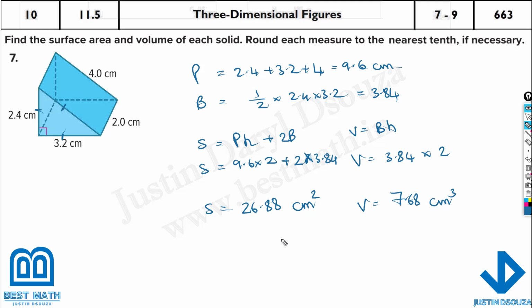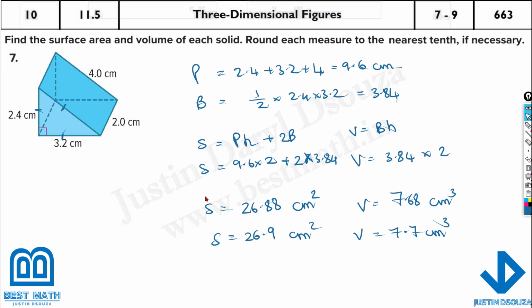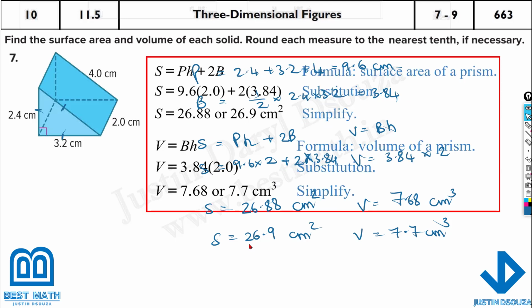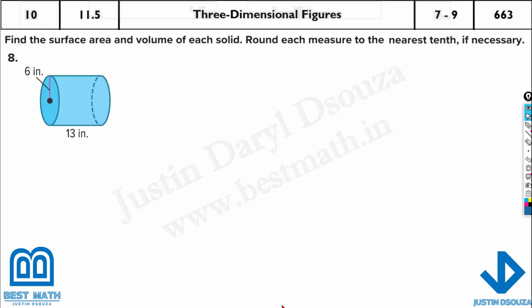You can find the answer like this, but then the options will be nearest tenth only. So S will be equal to 26.9 because 88 corresponds to 9. This is centimeters squared. Volume will be 7.7 centimeter cubed because 68 corresponds to 7. That's the answers. We have found the same answers over here for P and B, and then you need to find the surface area 26.9 and 7.7 for volume. Depending on the shape, we solve these.